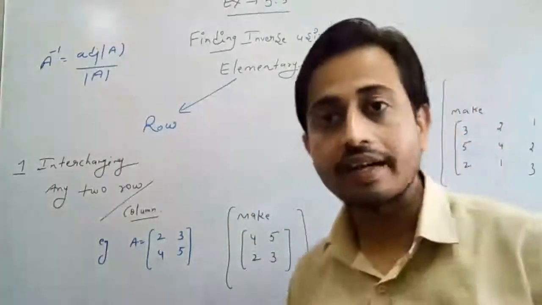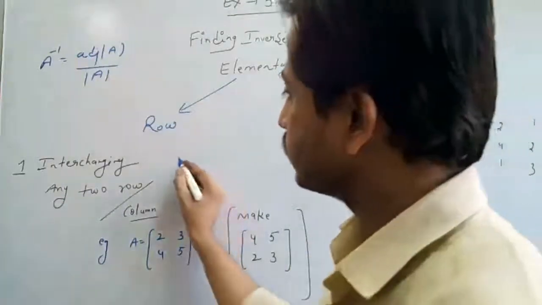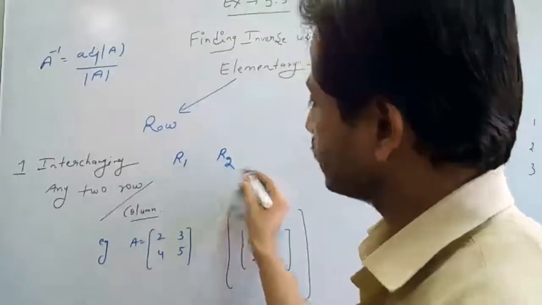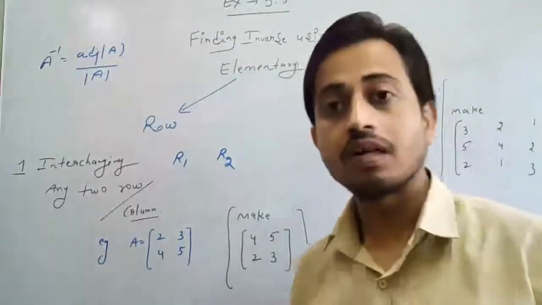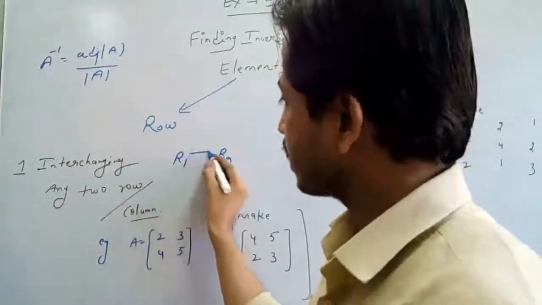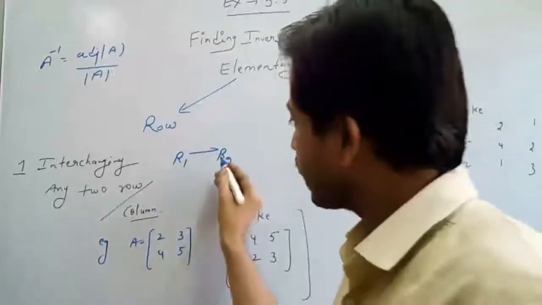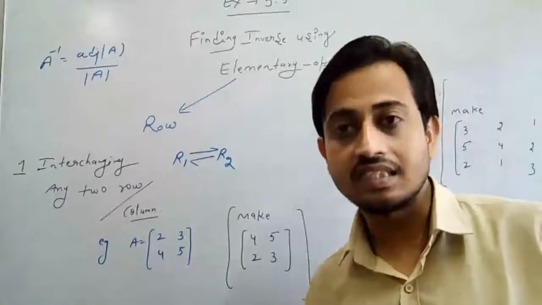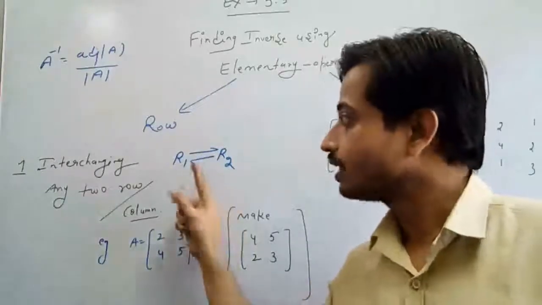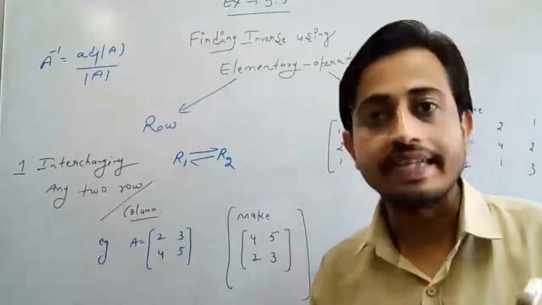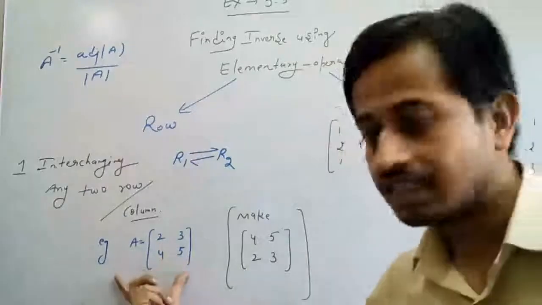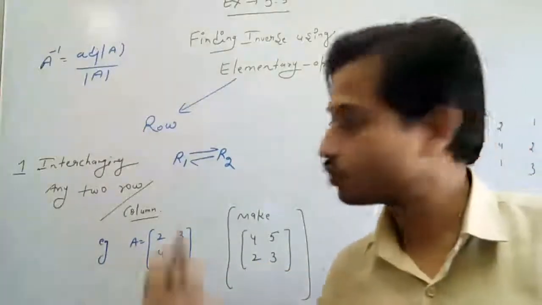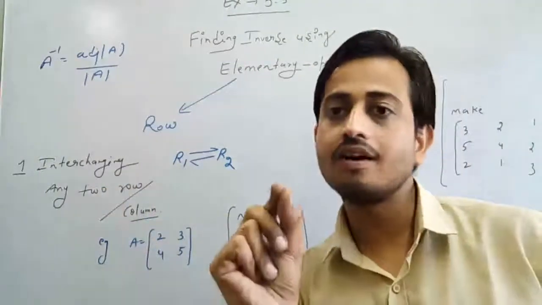So how can we write it? We can write it using an operation. Here R1 and R2 are being changed, and the symbol for changing is that we make R1 into R2 and R2 into R1. So this is the symbol for interchanging. It shows that rows R1 and R2 are interchanged. So if we interchange these, we get this very easily. This is your first elementary operation.